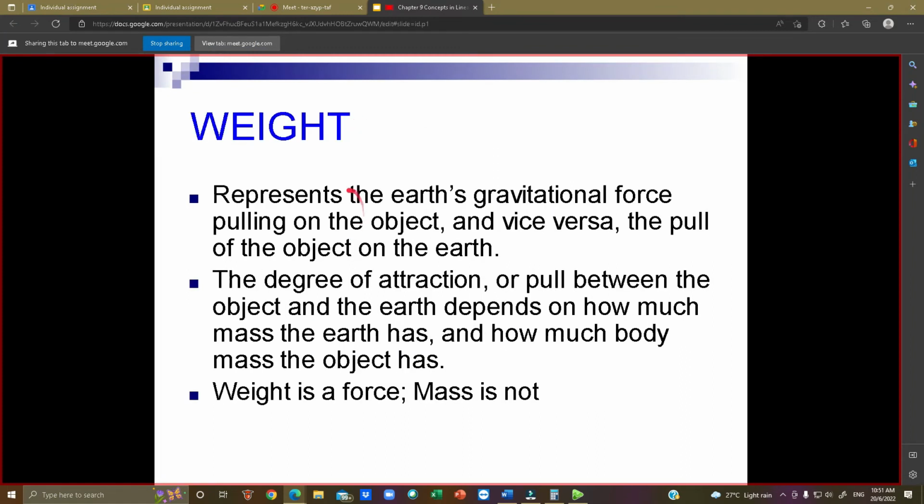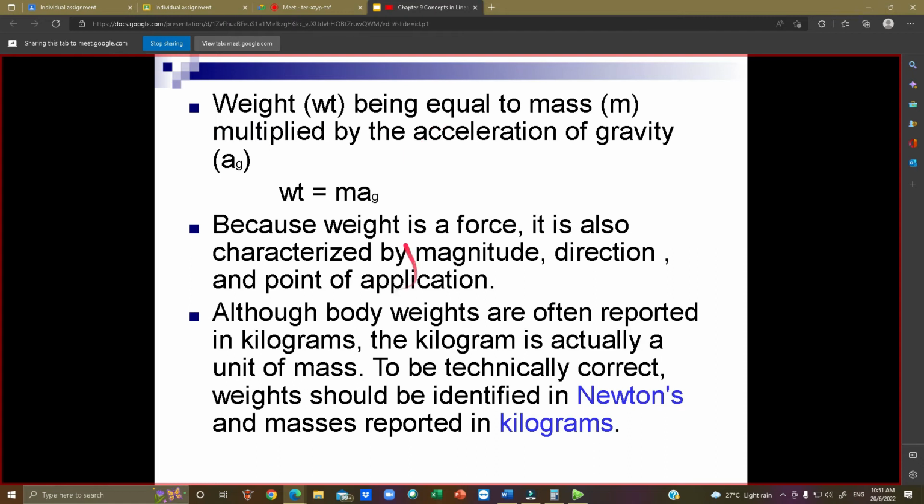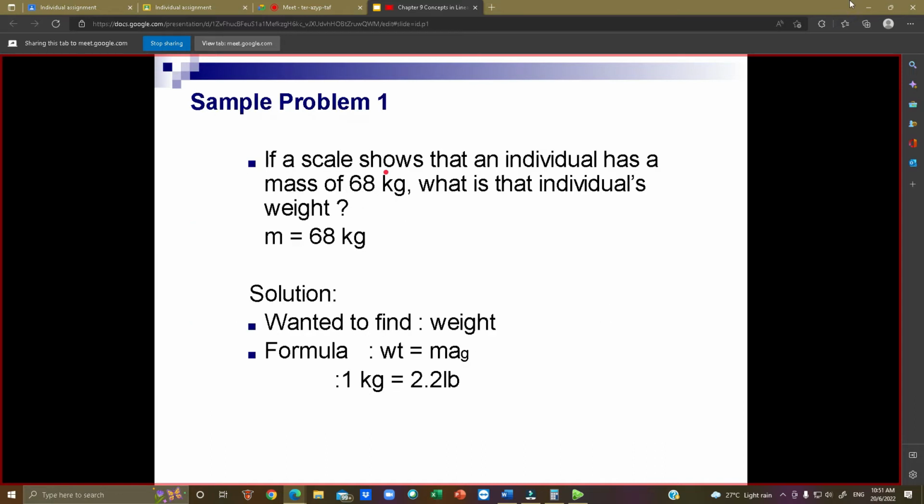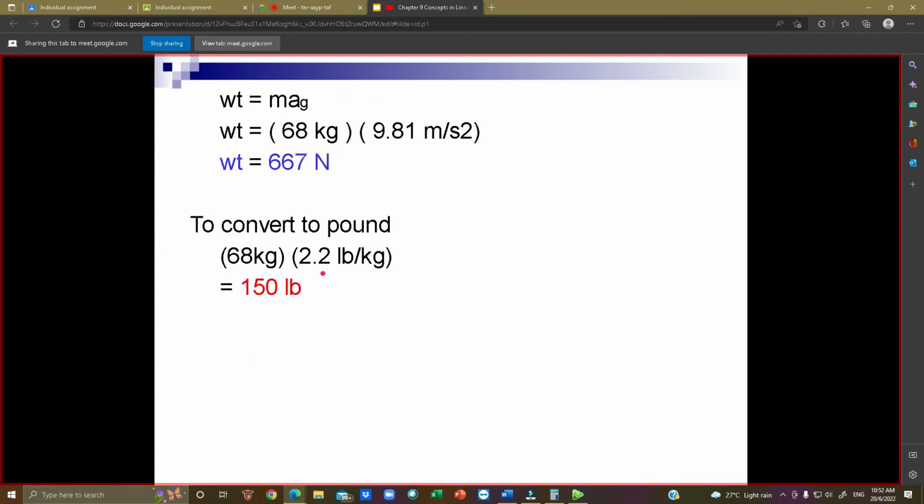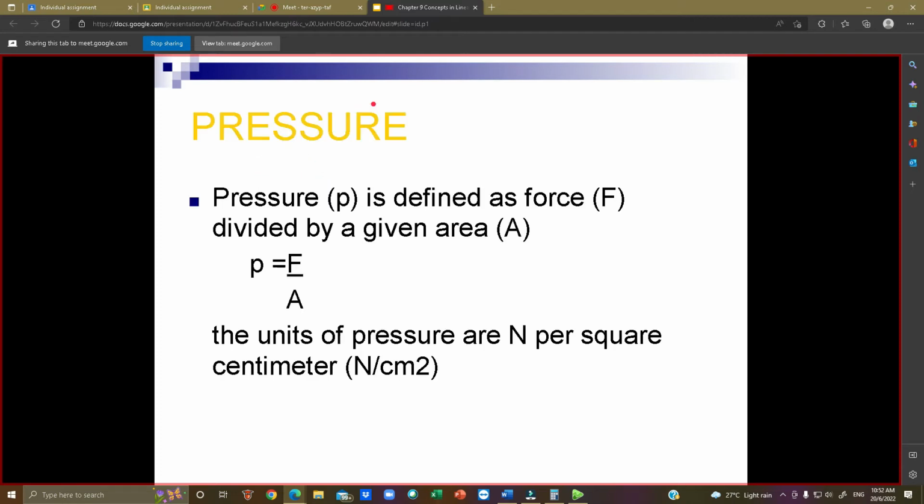Next concept is about weight. Yang ni kita dah bincangkan. Okay, kita dah bincangkan tadi. Weight is a force, mass is not, and weight is actually a derivation of mass times gravity. Ni dia. Okay, mass times acceleration due to gravity, and it will be reported in terms of Newton. Ni contoh. If a scale shows that an individual has a mass of 68 kg, what is the weight? So 68 times dengan apa ni? Kita timeskan dengan acceleration. So you're going to end up dengan berapa dia punya Newton. Okay, berapa Newton dia.